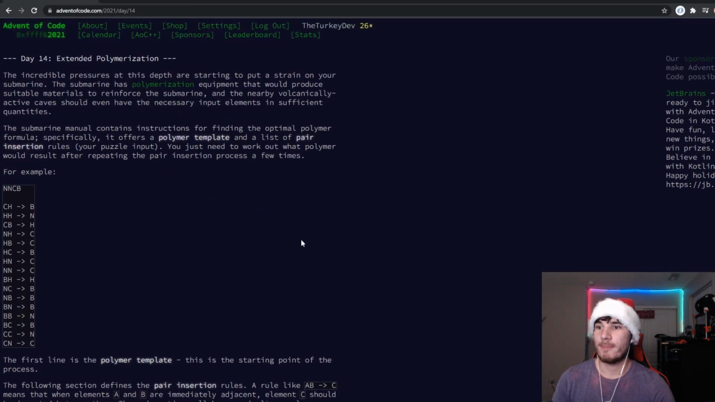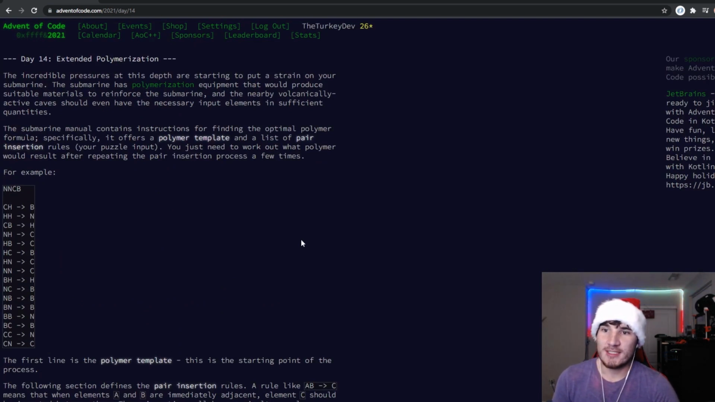Alrighty, what we got here? The incredible pressures at this depth are starting to put strain on your submarine. The submarine has polymerization equipment that would produce suitable materials to reinforce the submarine at the nearby volcanically active caves. It should even have the necessary input elements in sufficient quantities. The submarine manual contains instructions for finding the optimal polymer formula. Specifically, it offers a polymer template and a list of pair insertion rules, your puzzle input. You just need to work out the polymer. What polymer would result after repeating the pair insertion process a few times?